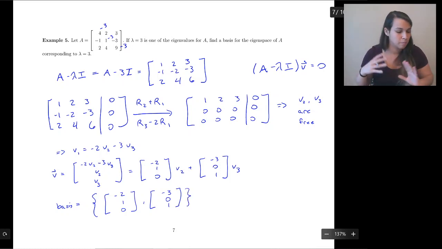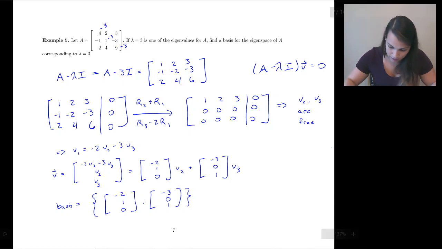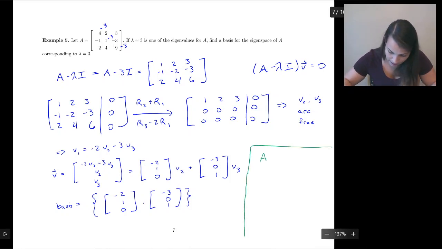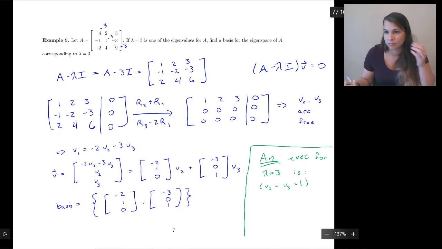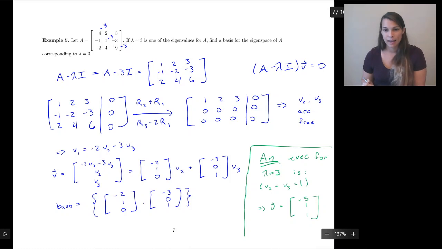And then I would just like to point out, just for clarification, that we are normally interested in one eigenvector. So over here, an eigenvector for lambda equals 3 is, and we can say v2 equals v3 equals 1. Just set them both equal to 1. And then v would be equal to negative 5, 1, 1. So that would be an eigenvector.